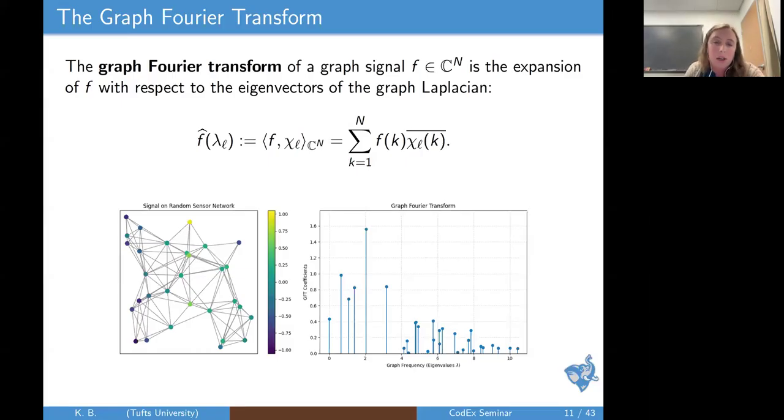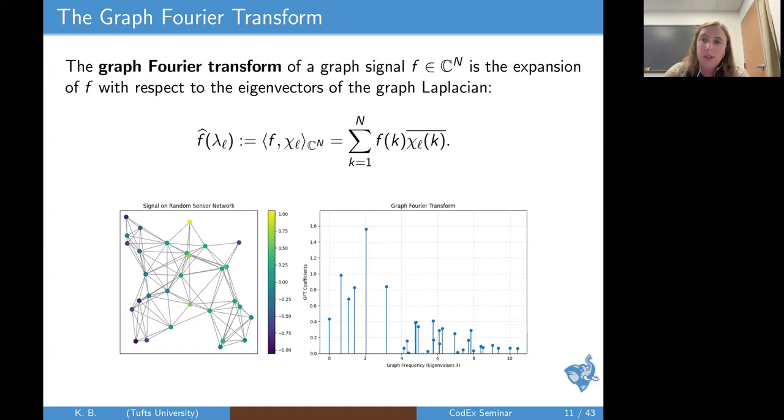And in particular, the graph Fourier transform on a ring graph is just the discrete Fourier transform in the classical setting. So here is a visualization of what the graph Fourier transform might do for us. We have a random sensor network on the left with a signal on the vertices that is indicated by this color map. And so the graph Fourier transform takes our signal that's in this vertex domain and it takes it into a frequency domain, much like the classical Fourier transform, where the frequencies in this case are given by the eigenvalues of the graph Laplacian.